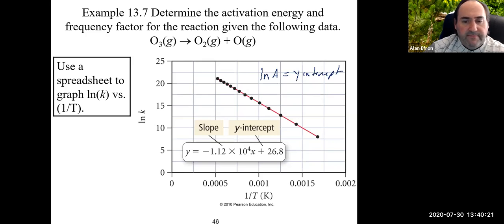Then we moved on into the idea of activation energy and how reactions occur. And the activation energy, again, is that minimum amount of energy that's required for a reaction to occur.